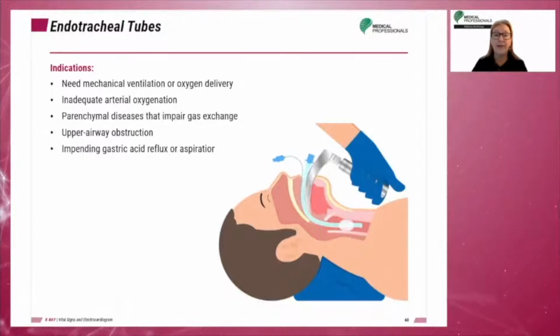An endotracheal tube is indicated when there is a need for mechanical ventilation or oxygen delivery. It can be used when there is inadequate arterial oxygenation and upper airway obstruction, parenchymal diseases that impair gas exchange, or for impending gastric acid reflux or aspiration.